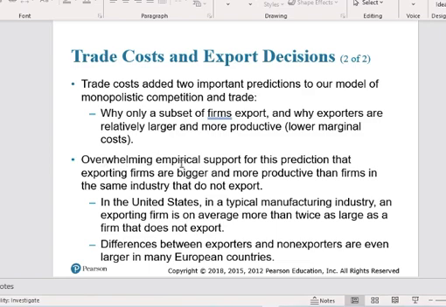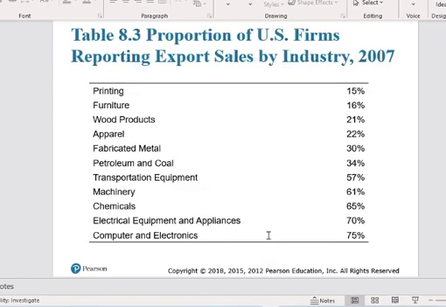There is overwhelming empirical support for this prediction that exporting firms are bigger and more productive than firms in the same industry that do not export. In the US, in a typical manufacturing industry, an exporting firm is on average more than twice as large as a firm that does not export. Differences between exporters and non-exporters are even larger in many European countries.